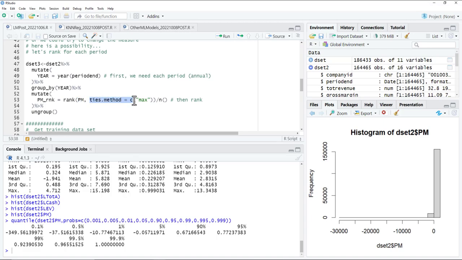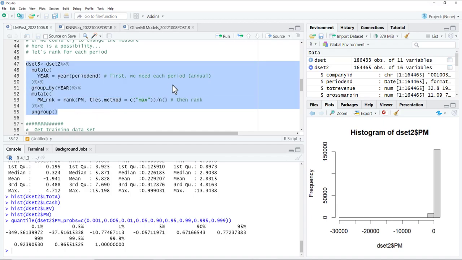The ties method tells it how to rank when we have two values that are the same. So I'm telling it to use the maximum rank. So if there are two that are tied, and one is 95 and the other is 94, then it will move them both to the maximum rank of 95. So this is all the ranking part. It's going to rank from 1 to however many there are in that year. If we divide by n, which is a special function that gives the number in whatever group we're looking at, here the group year, then dividing by n is how many are in that year. So this gives us a percentile ranking from 0 to 1, so 100% percentile rankings.